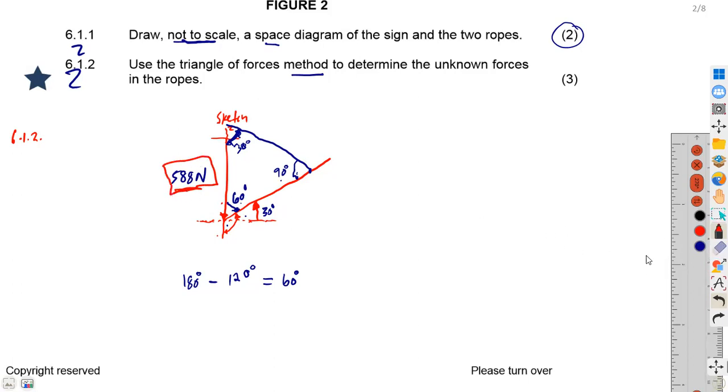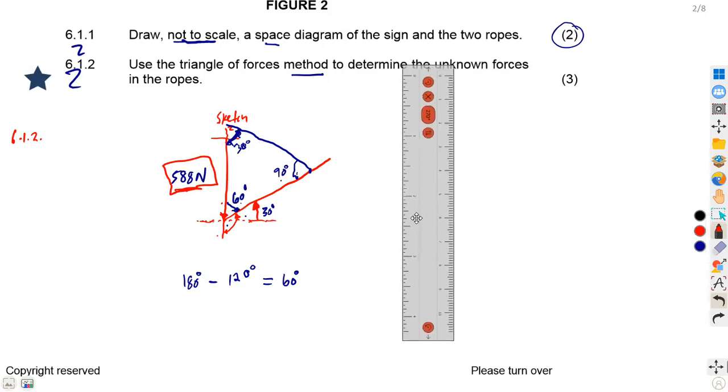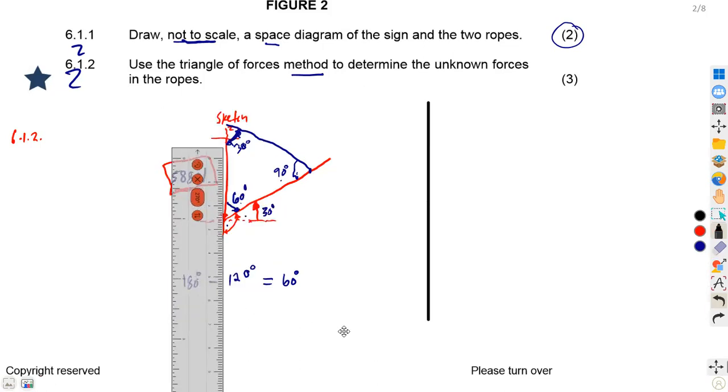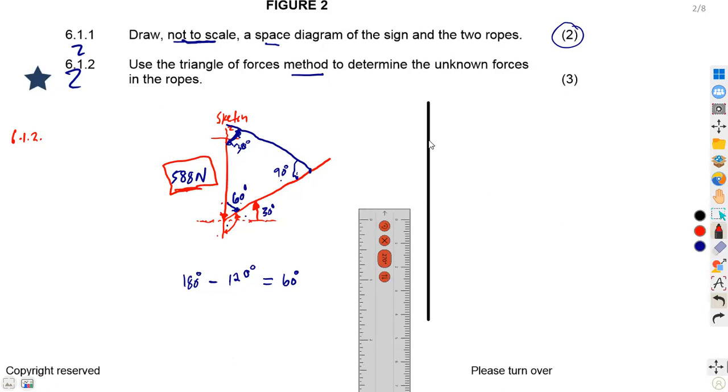Let me show you what it's supposed to be like. So this is the accurate diagram now. You represent our north pole. On this north pole, this is where we are going to have all the forces. So let's say we are going to mark from this point, our reference point. Using a scale, let's say 100 Newton to represent 10 millimeters, of which 10 millimeters is the same as 1 centimeter. So to represent 588 Newton, we divide by 100. So it is going to be 5.88 centimeters.